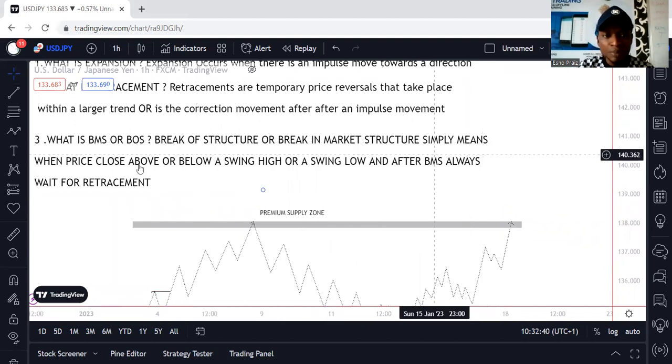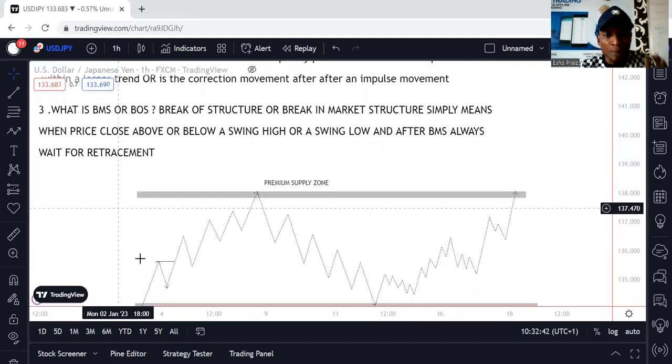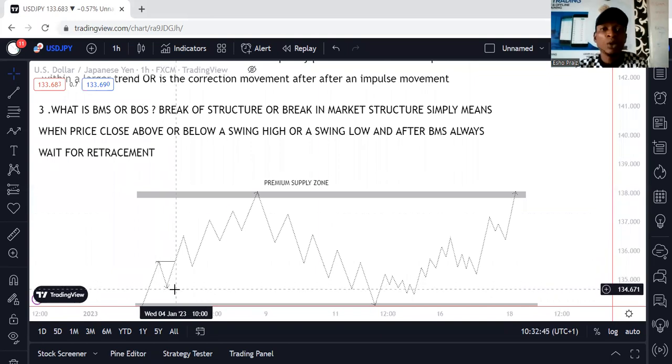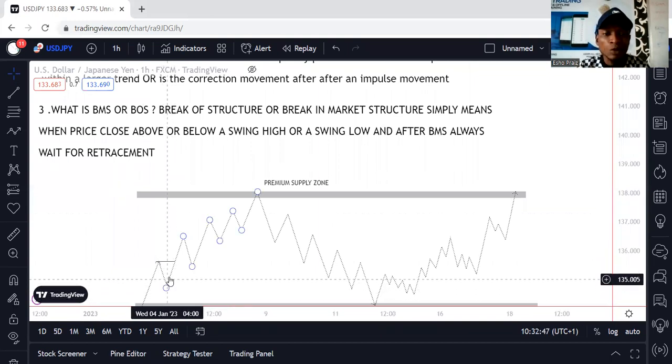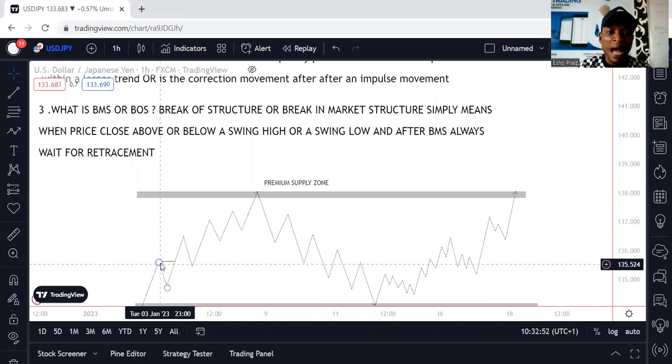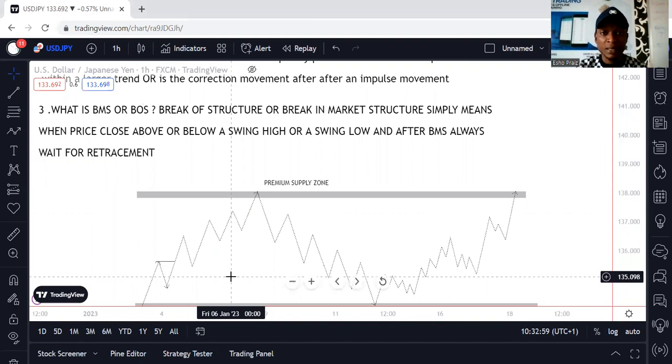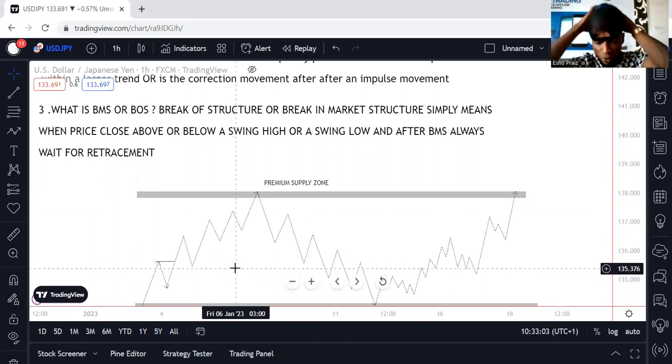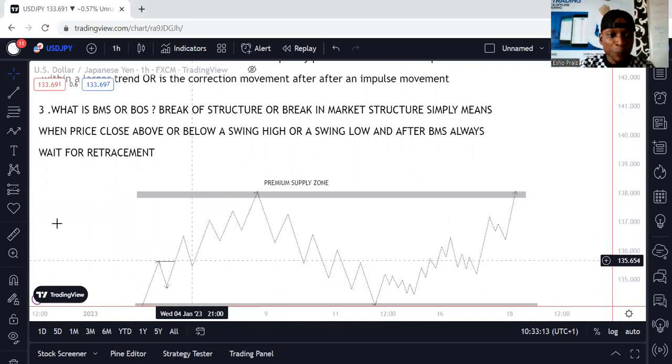BMS simply means when price closes above. We are talking about uptrend now. When price closes above, which means that when price pushes above the previous higher high. You understand? When price pushes above the previous higher high, that is what BMS is all about. You understand what I'm saying now? That is what BMS is all about, guys.